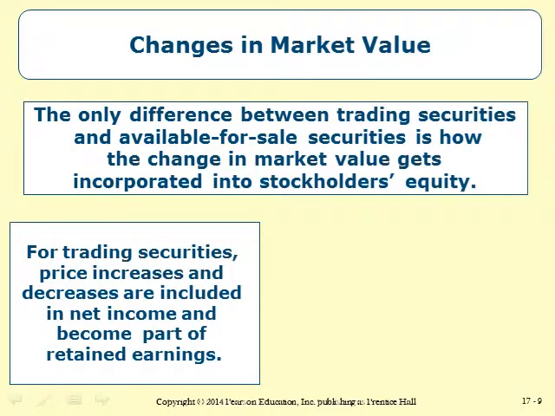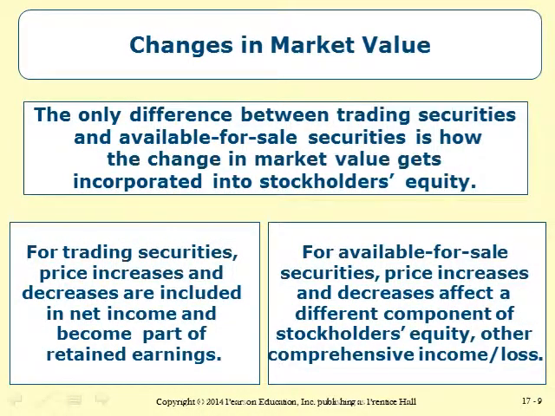As you can see from Exhibit 17-1, the only difference between trading securities and available for sale securities is how the change in market value gets incorporated into stockholders' equity. For trading securities, price increases and decreases are included in net income and therefore become part of retained earnings. For available for sale securities, price increases and decreases affect a different component of stockholders' equity, other comprehensive income or loss.